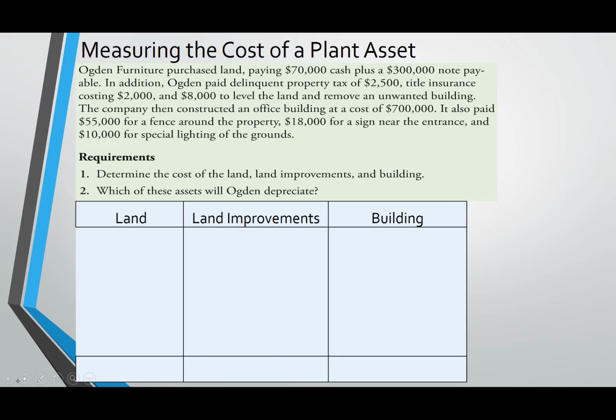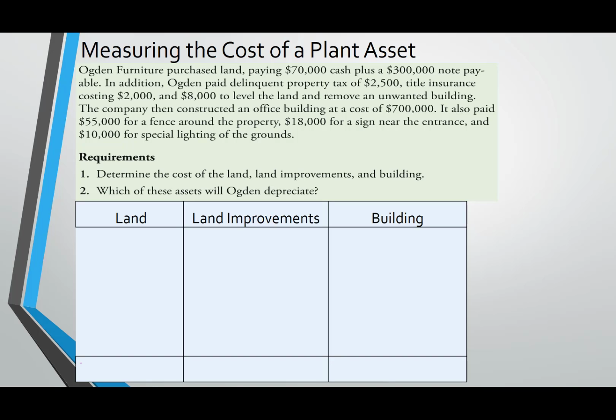Obviously, we know in the first sentence here, we purchased land paying $70,000 cash plus a $300,000 note payable, so we can go ahead and put those things into that land column. So $70,000 goes there, and $300,000 goes there as well.